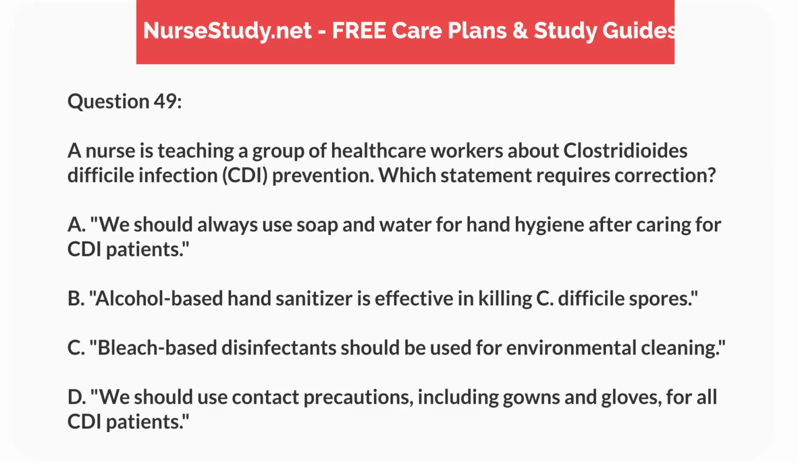Question 49. A nurse is teaching a group of healthcare workers about Clostridioides difficile infection, CDI, prevention. Which statement requires correction? A. We should always use soap and water for hand hygiene after caring for CDI patients. B. Alcohol-based hand sanitizer is effective in killing C. difficile spores. C. Bleach-based disinfectants should be used for environmental cleaning. D. We should use contact precautions, including gowns and gloves, for all CDI patients.